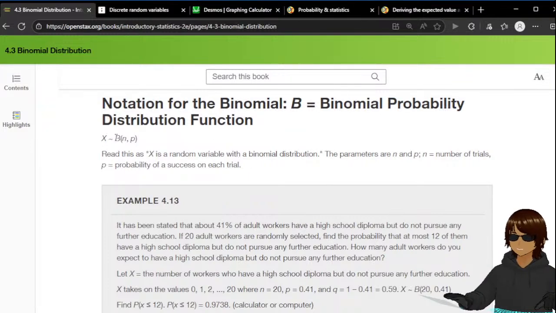So the notation is B(n, p). Read this as x is a random variable with a binomial distribution. The parameters are n and p. n is the number of trials, and p is the probability of success.